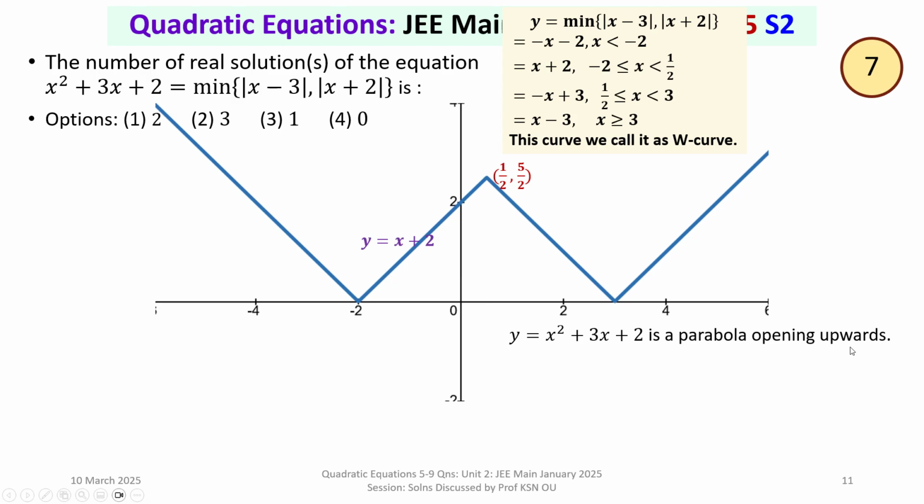And where it intersects x-axis. It intersects x-axis means put y is equal to 0. You will get x is equal to minus 2 and minus 1. So it intersects x-axis at minus 2 comma 0 and minus 1 comma 0. And it intersects y-axis, that is put x is equal to 0, it will be 2. So it intersects y-axis at 0 comma 2.